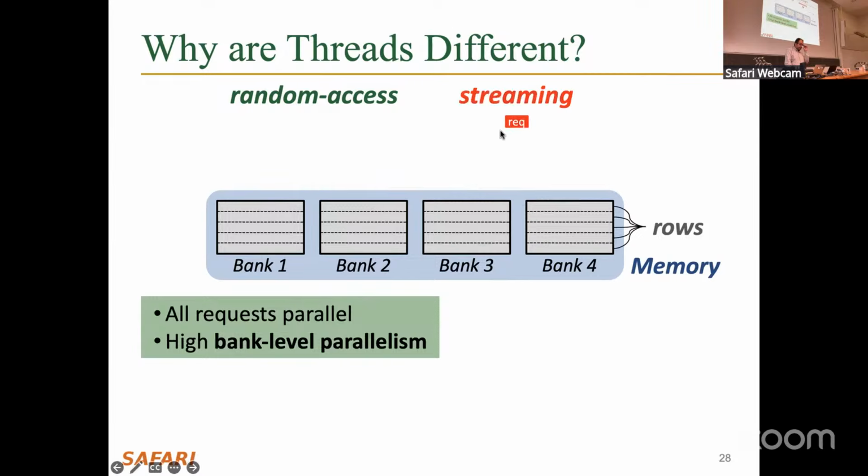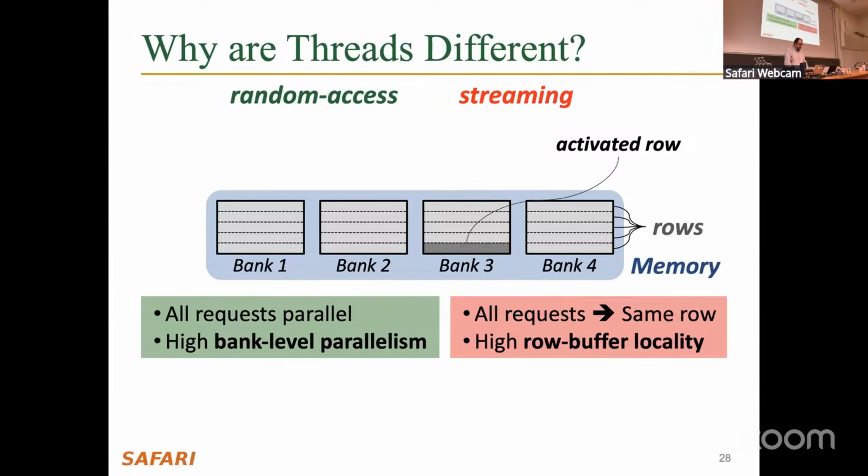However, in the streaming access, a lot of requests are going to the same bank. All these requests are going to the same row because it's a streaming access, and you can benefit from row buffer locality. So all requests go to the same row in one bank, with high row buffer locality. In that sense, you actually have good performance because you have high row buffer locality, right?